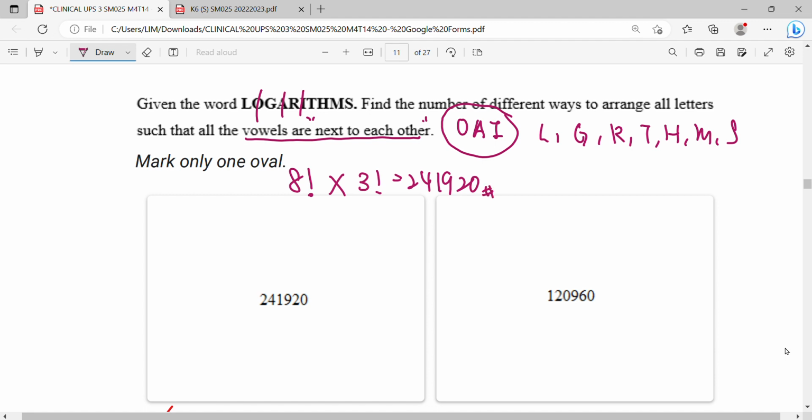Group together. So the steps are: you tie first those that must be grouped together, then you calculate with the others. Second step, you calculate that group with the others. Then finally you calculate inside the group how many arrangements you can do.